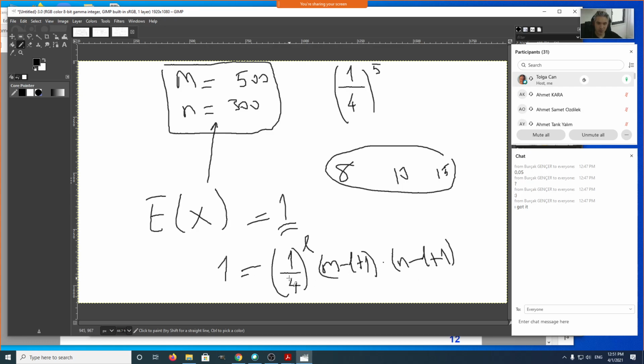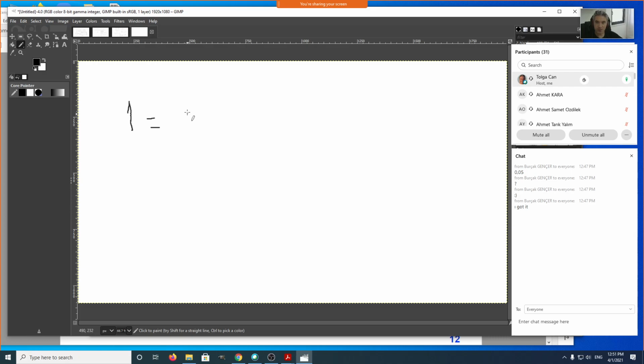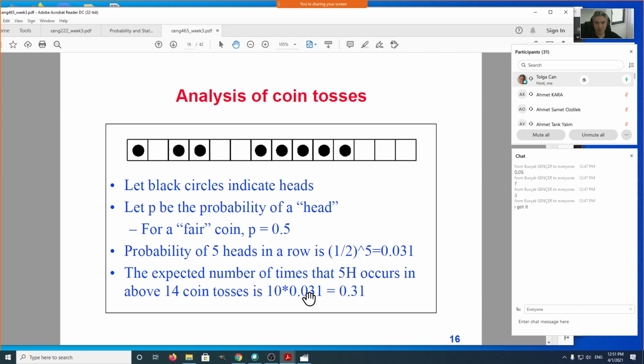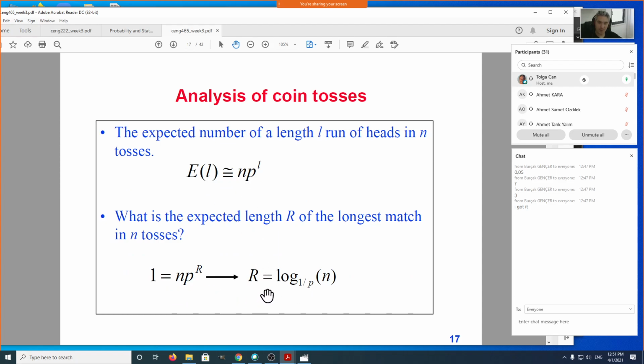So this is the place where this equation gets a little bit difficult. It's going to be much easier if you ignore the L's here. What I'm saying is that when we set 1 equal to 1 over 4 to the power L times m and n, it will be much easier. We can take the logarithm of both sides, and here is the result that we're going to get.